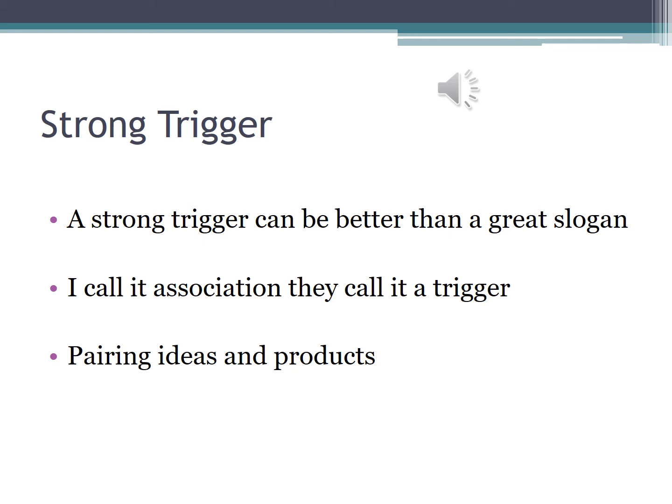When I think of it, I think of you trying to pair your concept, your idea, your product with something else. So I think of it as an association. Something that naturally goes together, because triggers have to go together. So in my opinion, they're a bit more of an association. And of course, you have to have really good timing.